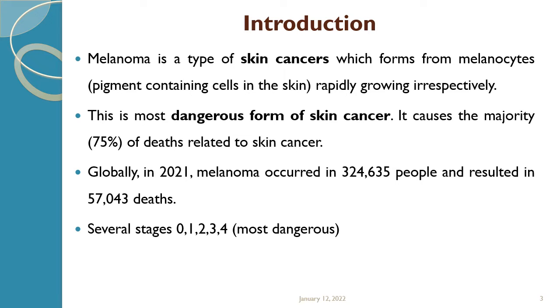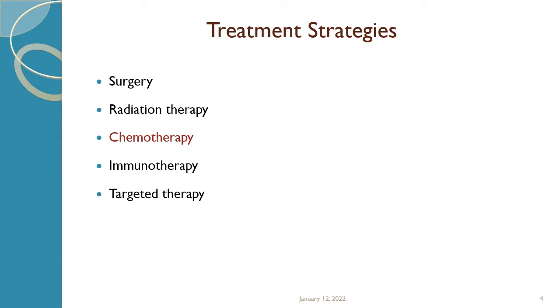So, as we all know, melanoma is a type of skin cancer and it is the most dangerous type of skin cancer, which affects nearly 75% of the population, and it occurs in several stages like stage 0, 1, 2, 3, 4, where 0 is the most preliminary stage and the fourth one is the most dangerous stage. Like other cancers, it also has several treatment strategies like surgery, radiation, chemotherapy, immunotherapy, and targeted therapy. And for our research work, we have chosen chemotherapy.